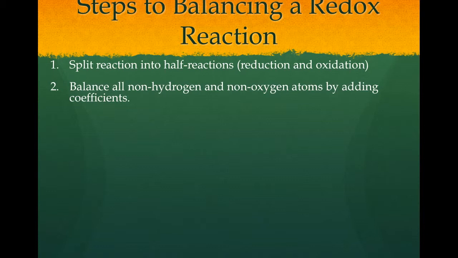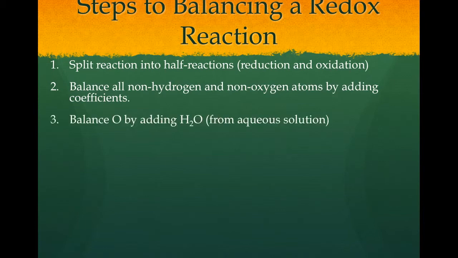The only thing that we're changing here is that we are only going to do this to non-hydrogen, non-oxygen atoms. So we're going to save hydrogen and oxygen to balance in a different way using water or H+, which we'll talk about here shortly. So we only use coefficients in front of our species to balance non-hydrogen, non-oxygen atoms. We're actually going to balance the oxygen by adding water.